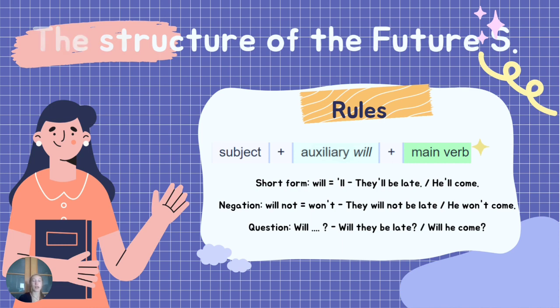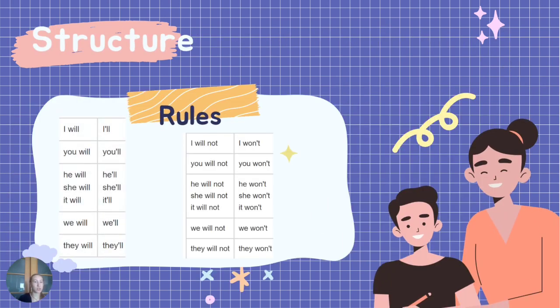Okay, let's continue with our structure, the rules. I will, I'll, you will, you'll, he will, she will, it will, he'll, she'll, it'll, we will, they will, they'll. I will not, I won't. You will not, you won't. He will not, she will not, it will not. He won't, she won't, it won't. We will not, we won't, and they will not, they won't.